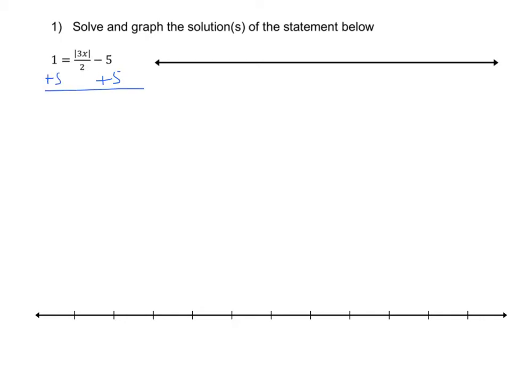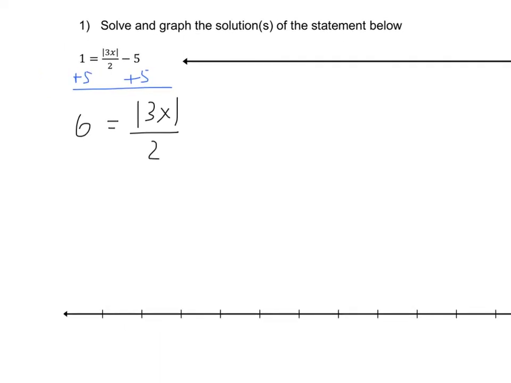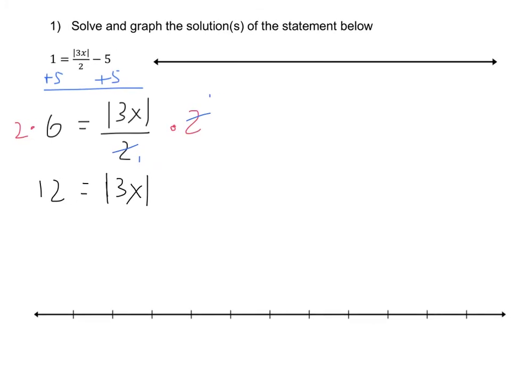So we have 6 is equal to the absolute value of 3x divided by 2. Next, let's multiply both sides by 2. So I have 12 is equal to, the 2's here will divide out, those become 1, and I have the absolute value of 3x. Now I have an equation that is a lot nicer looking. This is not that intimidating.